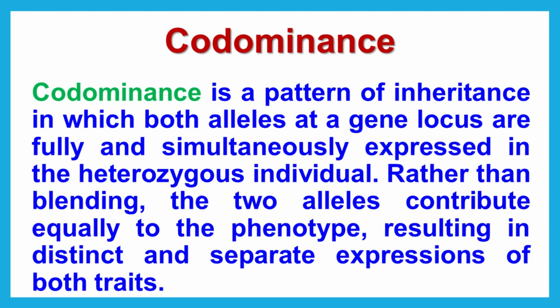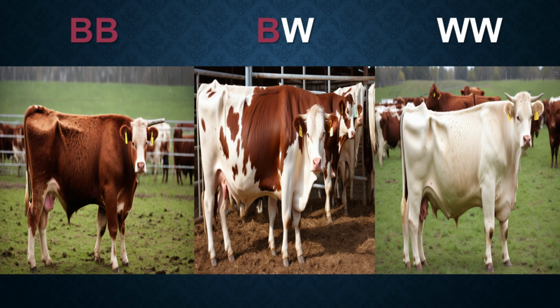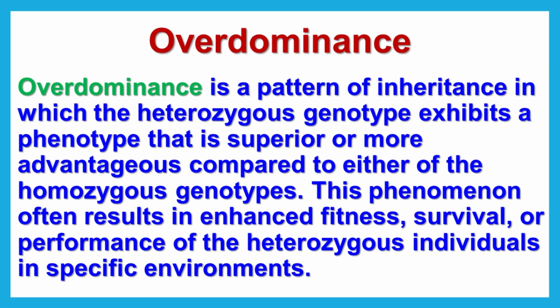Now to codominance, where both alleles are fully expressed. When we talk about human ABO blood types, if you inherit an A allele from one parent and a B allele from the other, you'll have type AB blood. Both alleles contribute equally to the phenotype. Well, this is a classic example. Another example is coat color in certain animals, such as spotted cows, where both colors appear distinctly and simultaneously in the heterozygous phenotype.